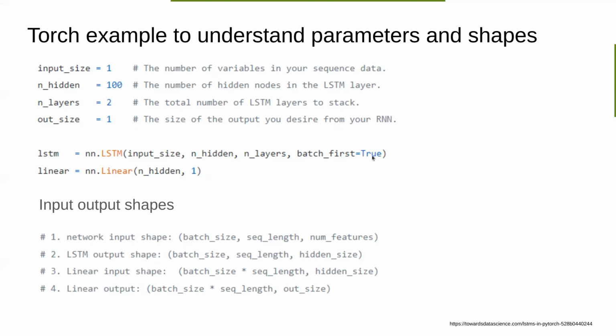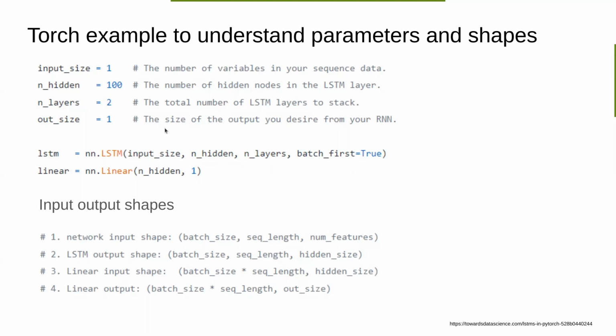So batch first equal to true ensures that the LSTM cell treats the first dimension of the input shape as the batch size. It's not true by default. You should set it to true if you want to implement it like that. This is actually of use for homework 3 part 2.